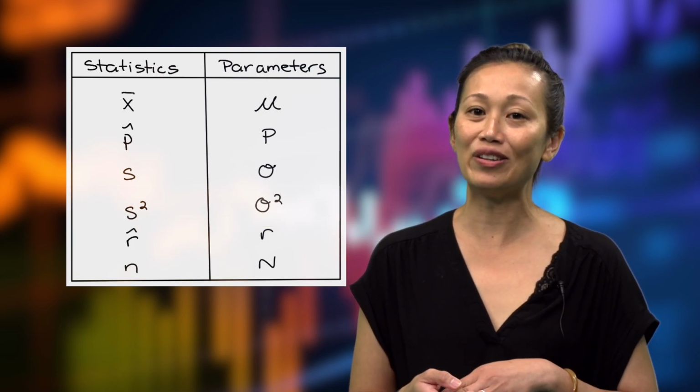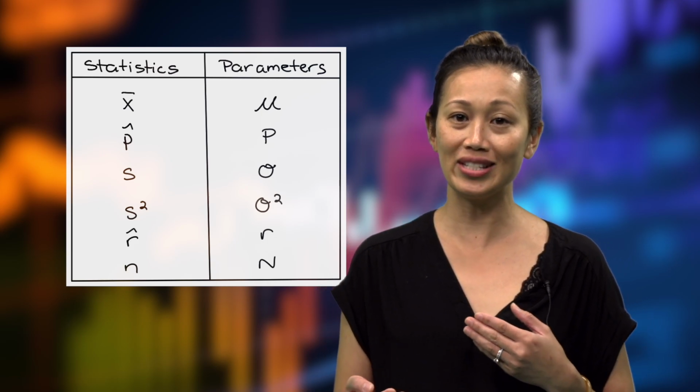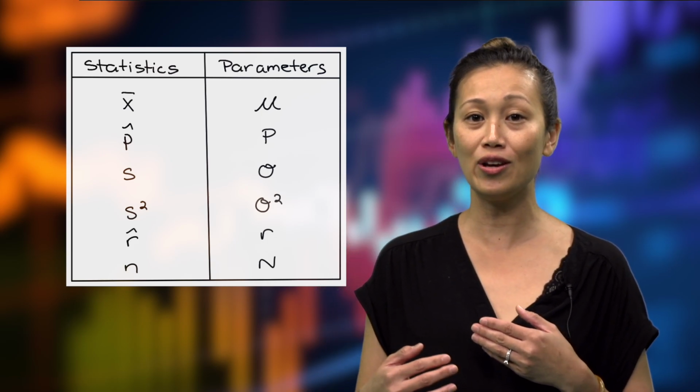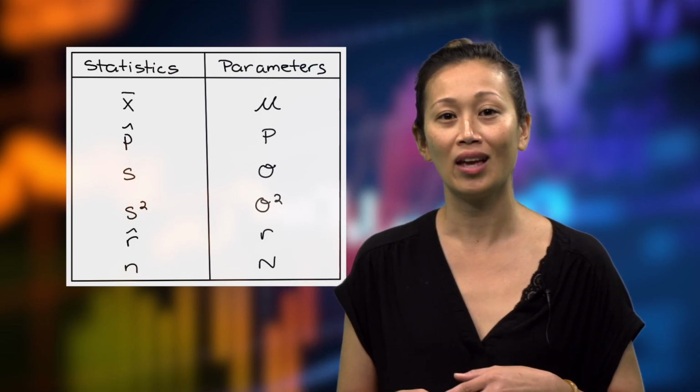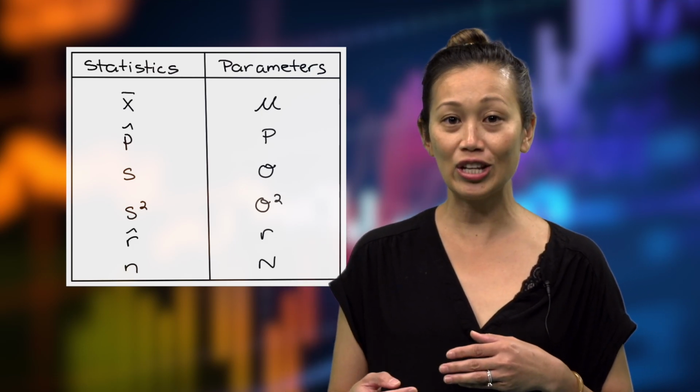You'll learn in later units that we can use our sample statistics to estimate unknown population parameters. We'll explore how confidence intervals help us estimate these unknown population parameters with some level of accuracy and precision in later units.